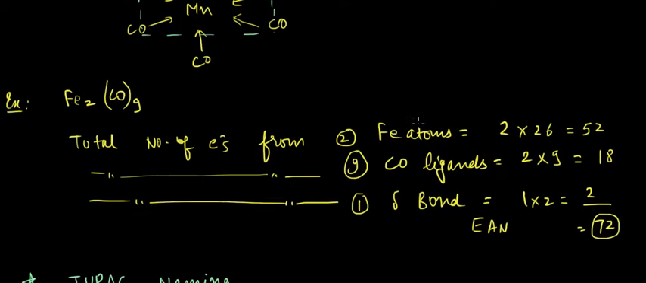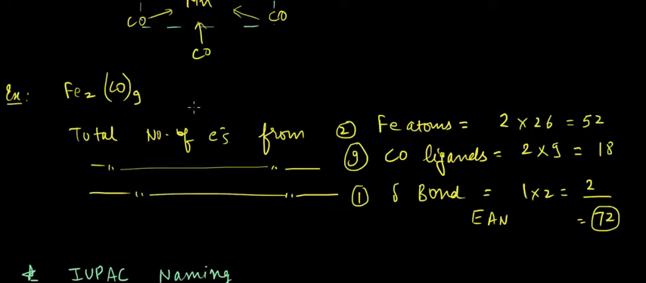Similarly, if you look at this complex, which is Fe2(CO)9, then the total number of electrons from 2 Fe atoms would be 2 times the atomic number of Fe. Then the total number of electrons from the 9 CO ligands would be 2 times 9, which is 18, and there is one delta bond. So total number of electrons in the delta bond would be 1 times 2. So the EAN would be the sum of these, which would be 72.